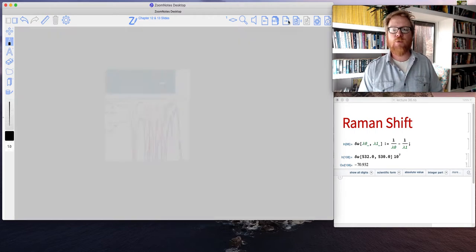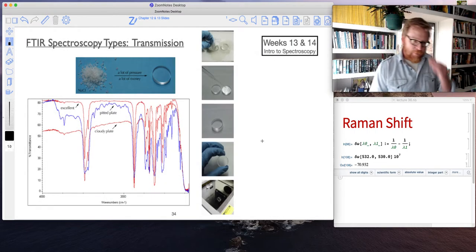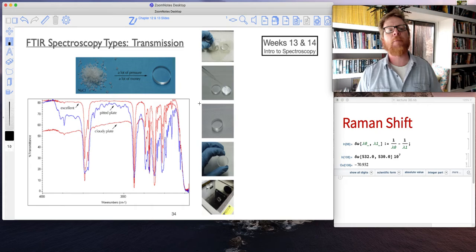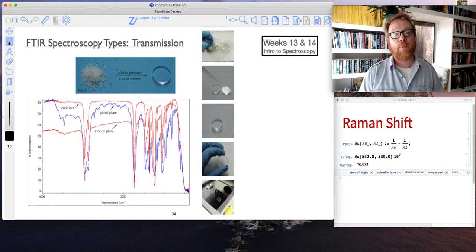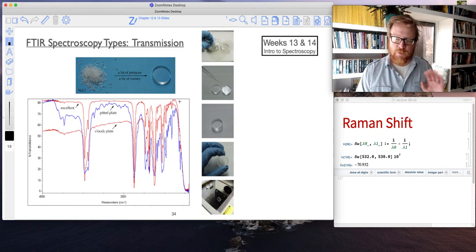Okay, so let's move forward. I know I've been talking a while, but I want to spend some brief time talking about the different FTIR spectroscopy types. It will just be very brief.